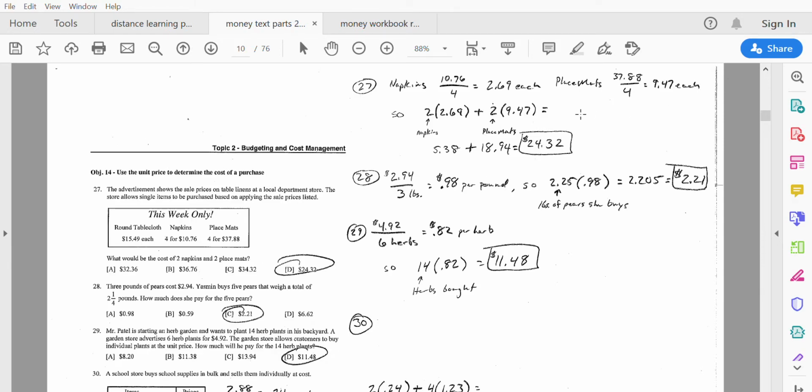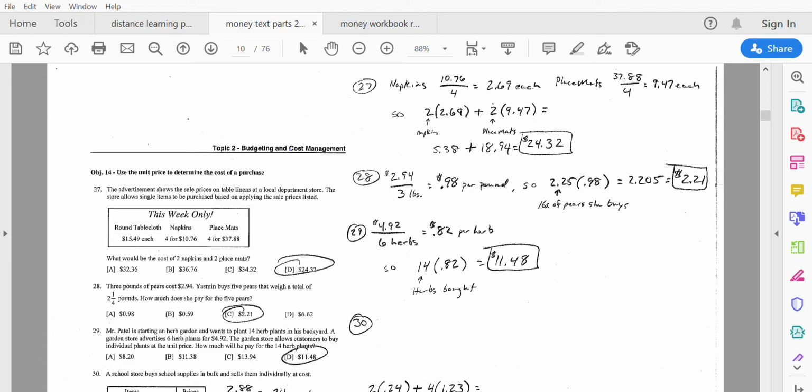What I'm going to do is take a little snapshot of this so I could do some different functions on here. We'll get the first few problems done. We'll go down and do it again. So, we've got here Objective 14. It's using the unit price that we did in 13, and that was taking the money divided by the quantity of items or size, whatever it is, to get the unit price. Objective 14 says use the unit price to determine the cost of a purchase.